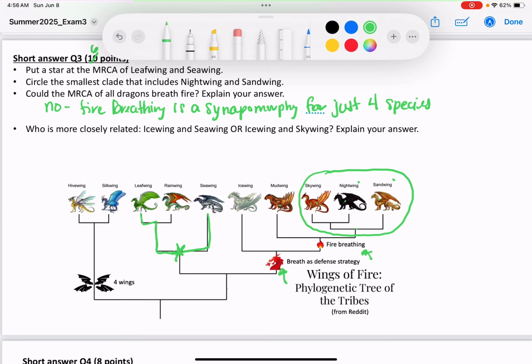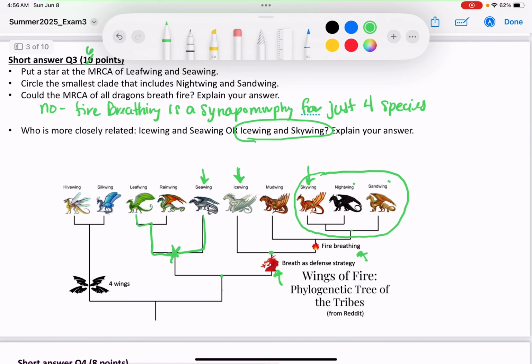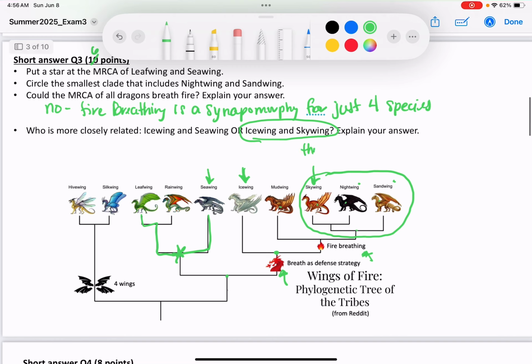Okay. Who is more closely related, icewing and seawing, or icewing and skywing? Okay. So here, icewing and seawing, their most recent common ancestor would have been here, versus icewing and skywing, their most recent common ancestor is here. So I'm going to choose this one. And the reason is they have a more recent common ancestor. Okay.